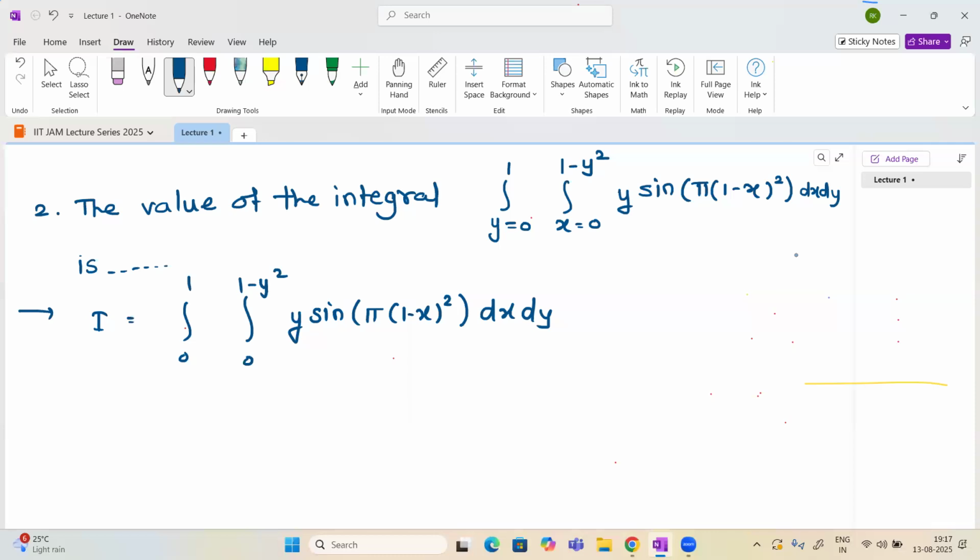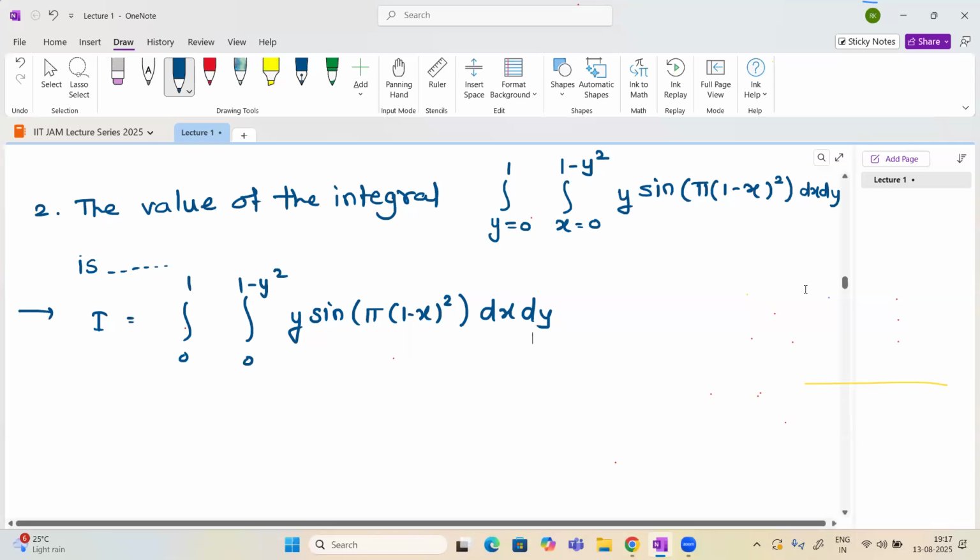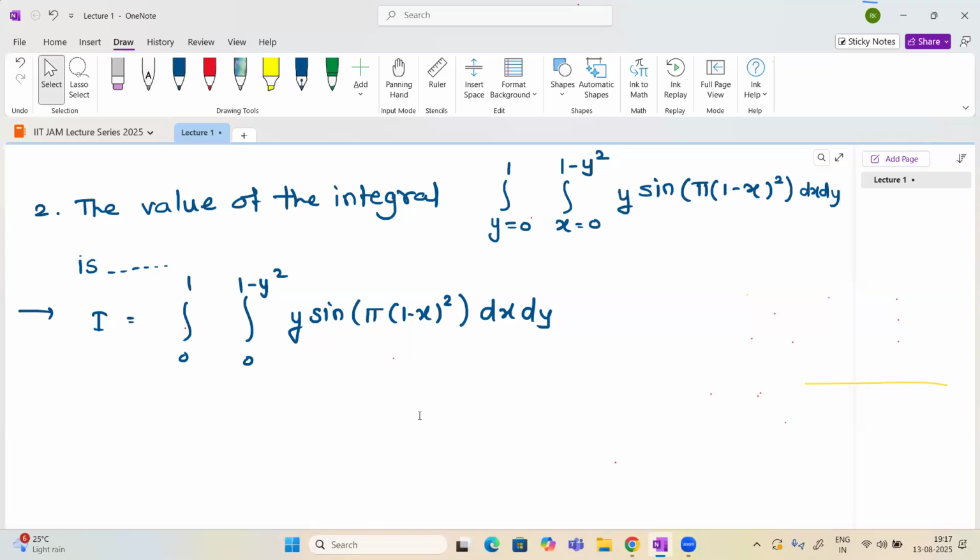So definitely one problem of this type. Can you guess how to solve this double integration? Sir, is this a PYQ of the JAM exam or just a random question? No, I have taken this problem from last year's question paper.